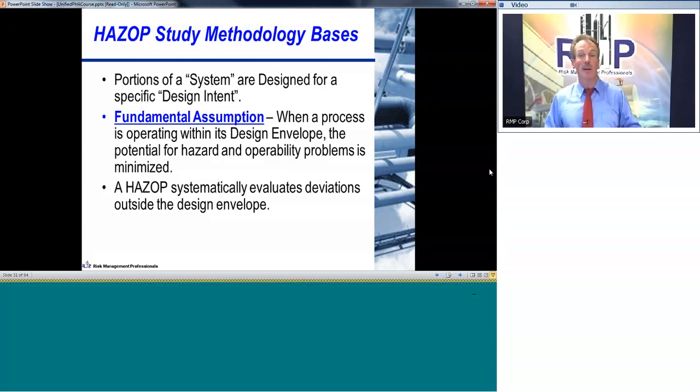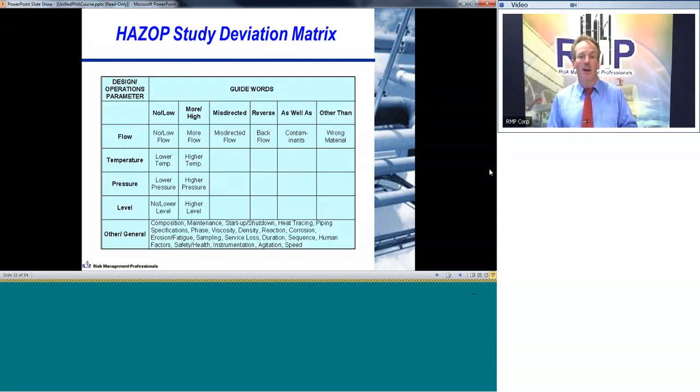Are those barriers effective? Are they adequate? Or are there vulnerabilities where improvements are needed? So that's the key thing you're trying to do with the HAZOP study. It's very systematic, as I mentioned earlier.